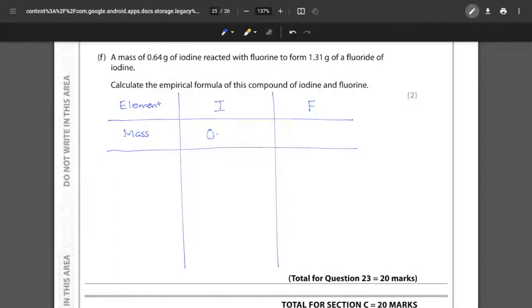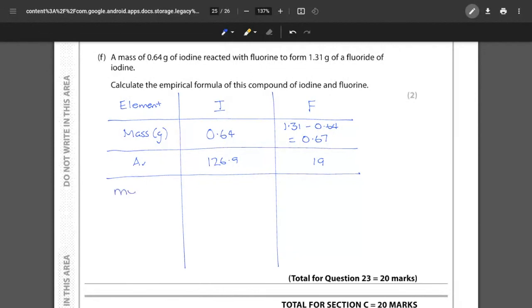So we know the iodine is 0.64 grams, and the fluorine is going to be the 1.31 minus the 0.64, because conservation of mass tells us that the mass of our reactants must equal the mass of the products, which gives you a mass of 0.67. Our relative atomic masses of iodine and fluorine can be taken from your data book or from the periodic table, which is 126.9 and 19.